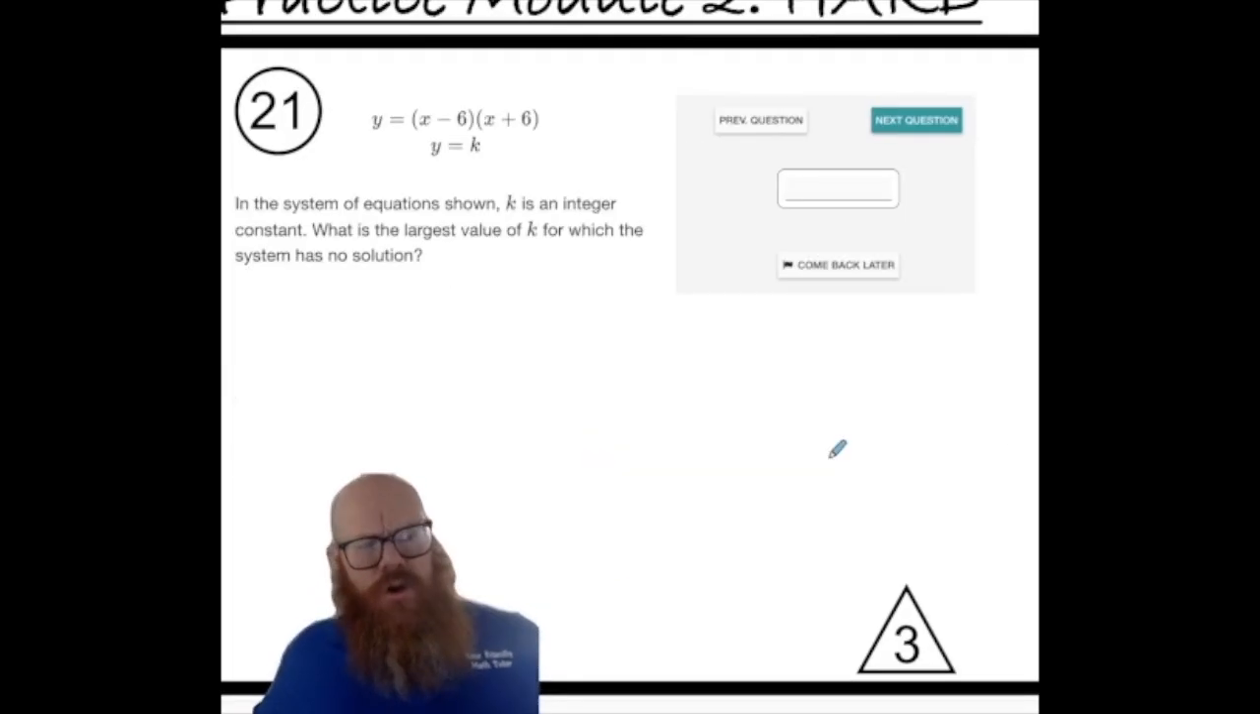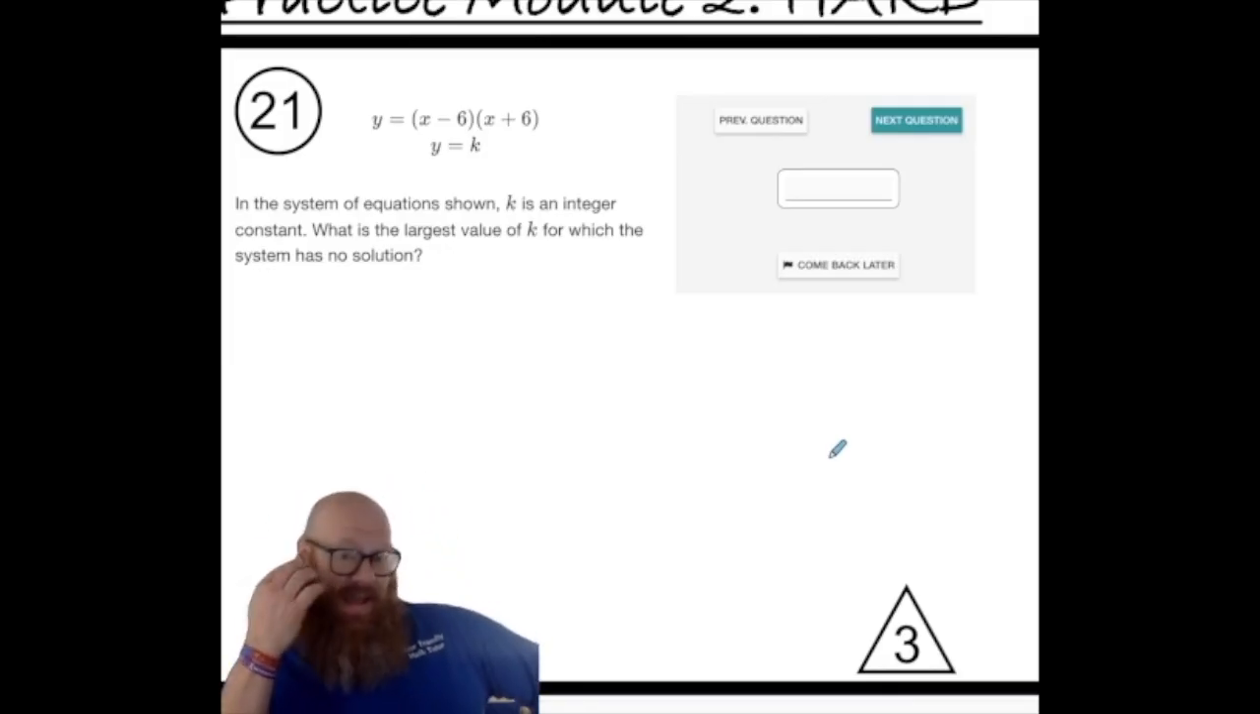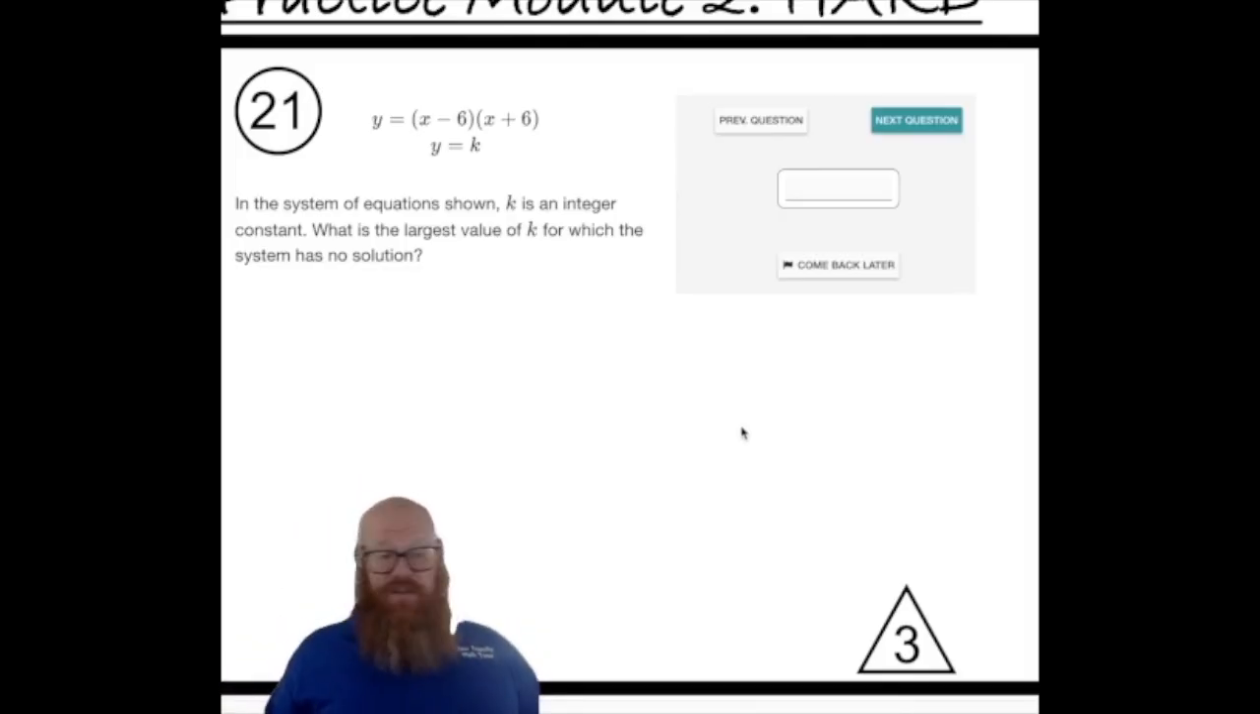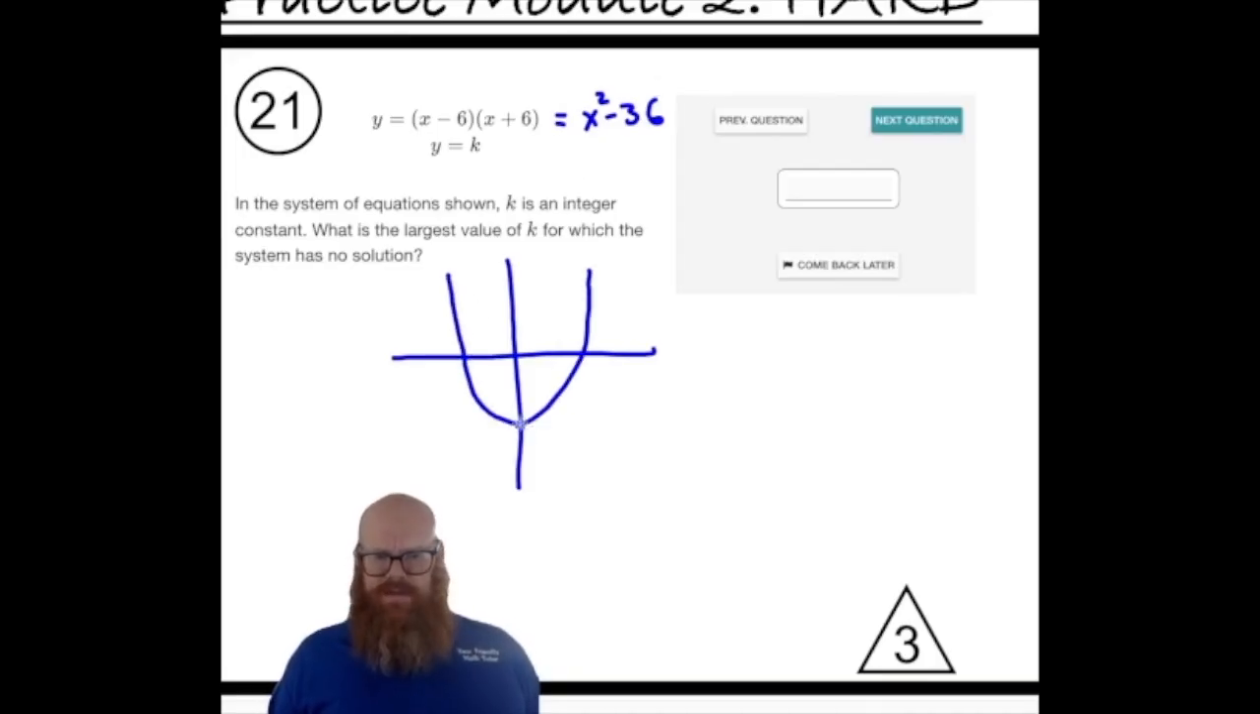Okay, now on to number 21. I'm going to take an odd approach to this, I think. We definitely could use Desmos. We definitely could use the discriminant. But if I notice that this is x squared minus 36, right, I'm going to just sketch this out. I'm not even going to jump over to Desmos because I know that x squared minus 36 is a parabola where this value is negative 36. And I know that y equals k is a horizontal line.